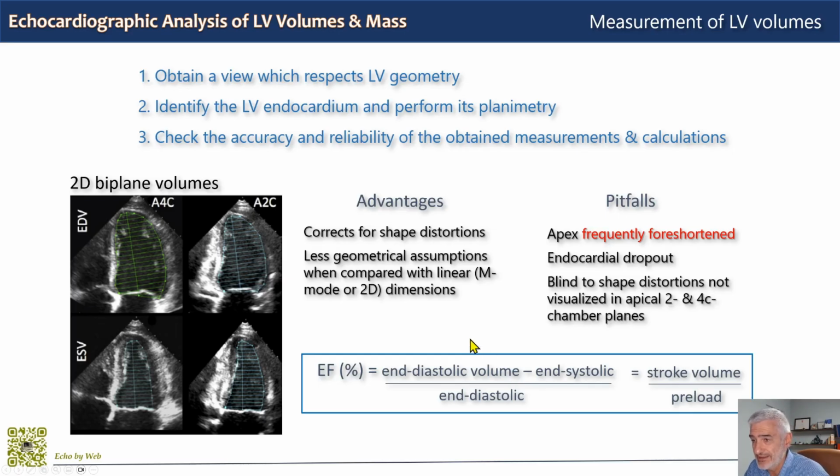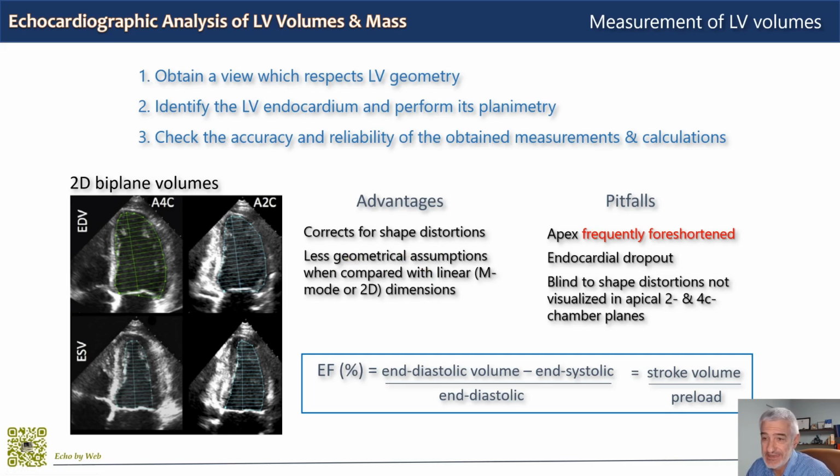Take also into account that we always consider biplane volumes. So 4-chamber and 2-chamber. You should never calculate volumes and ejection fraction from only one chamber unless there is no other way of doing this. The advantages of the 2D method when you compare it to the M mode is that you correct for shape distortions, at least for most of them, and there are fewer geometrical assumptions.